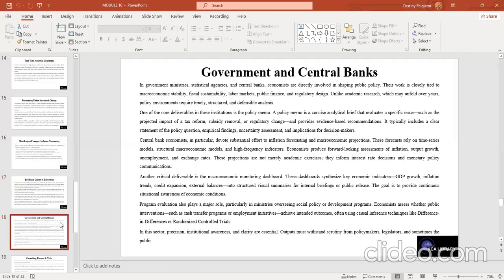Now, some of the careers in economics include government and banks. In government ministries, statistical agencies, and central banks, economists are directly involved in shaping public policy. Their work is closely related to macroeconomic stability, fiscal sustainability, labor markets, public finance, and regulatory design. They carry out substantive effort in inflation forecasting and macroeconomic projections. They also carry out what they call monitoring dashboards. These dashboards synthesize key economic indicators. This is what economists carry out in government and central banks.